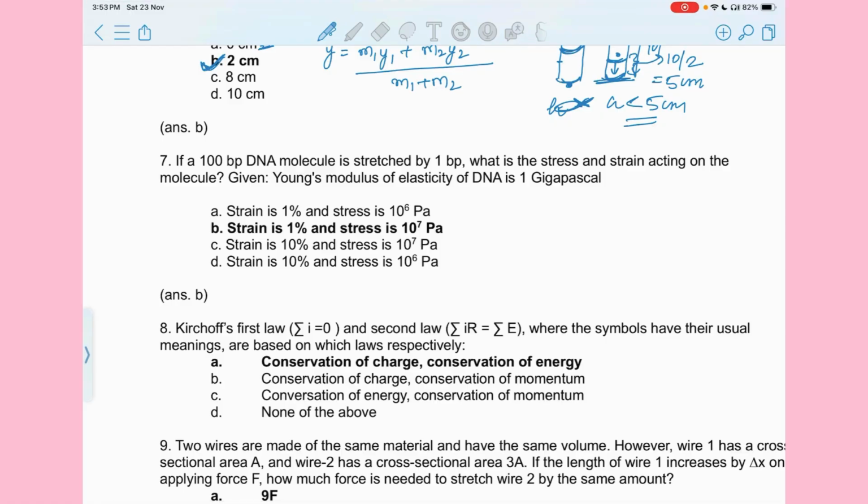Coming to the next question. If a 100 base pair DNA molecule is stretched by one base pair, what is the stress and the strain acting on the molecule, given the Young's modulus of elasticity of DNA is 1 gigapascal.